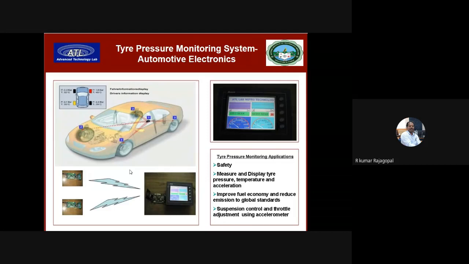So 2 sensors are available. One is a pressure sensor, to display the pressure, safety related. The second one is an acceleration sensor, which measures the road condition in the form of vibration. In turn, it adjusts the suspension of the vehicle. So these are all the supports that are available.